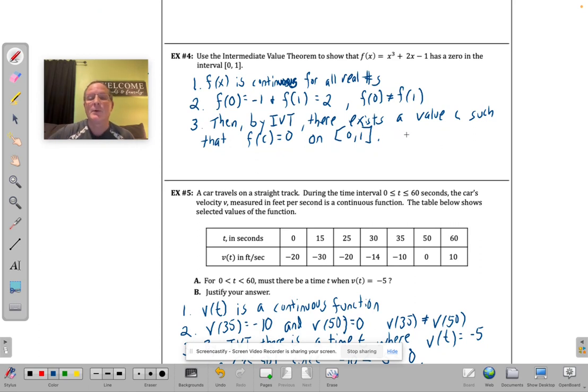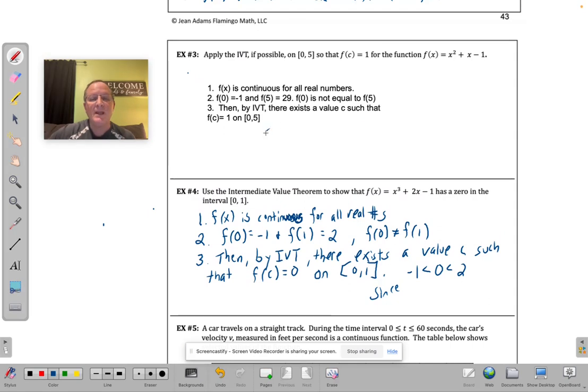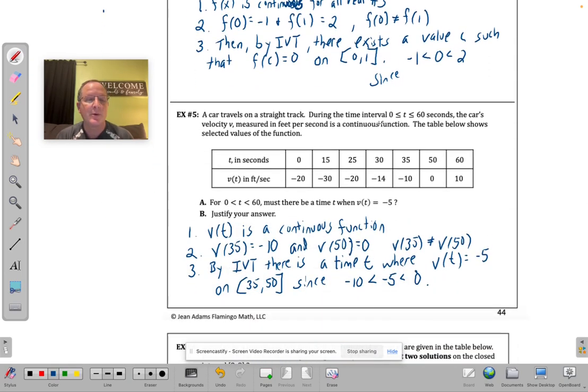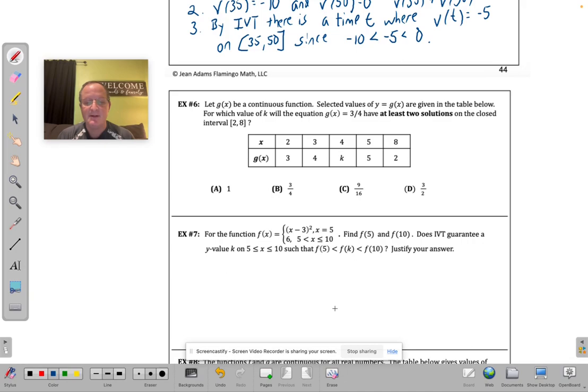Like right here, if you want to go ahead and add it, you could. Since -1 is less than 0, which is less than 2. And probably on that one too. Since -1 is less than 1, which is less than 29. It might be good to add those in there real quick. All right, we'll do 6 and 7 in just a second.